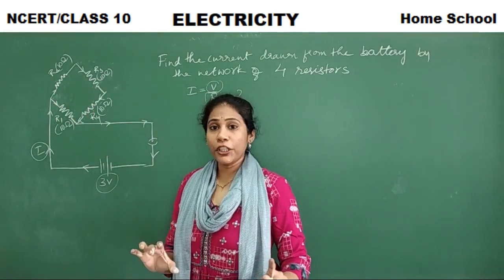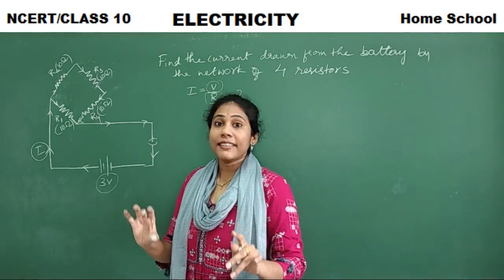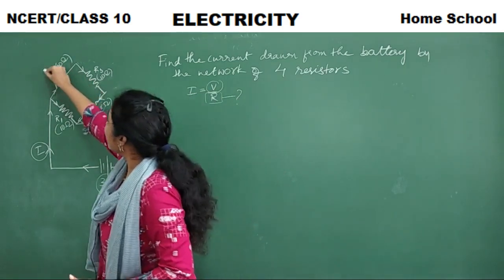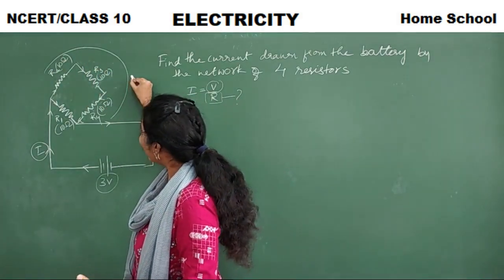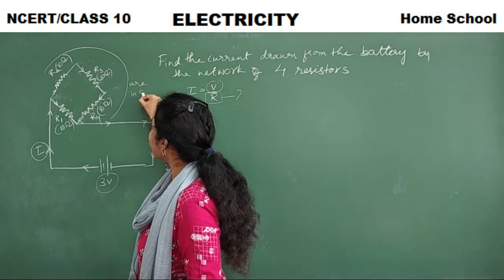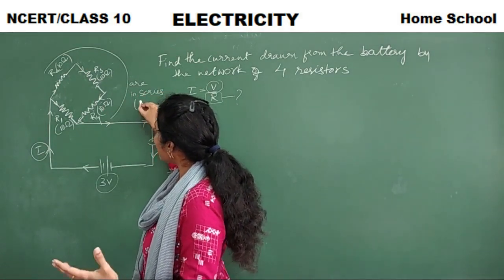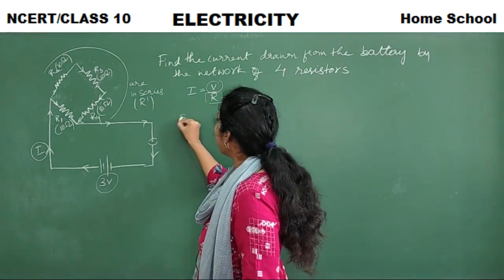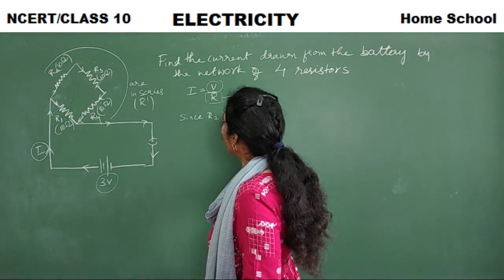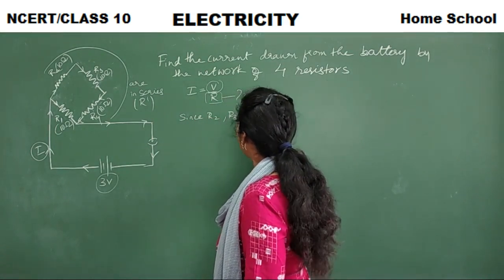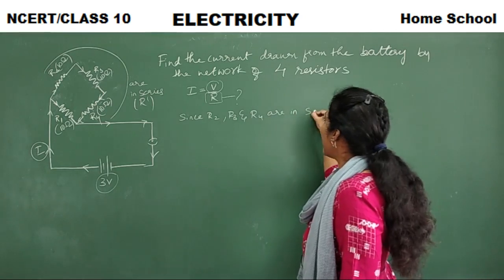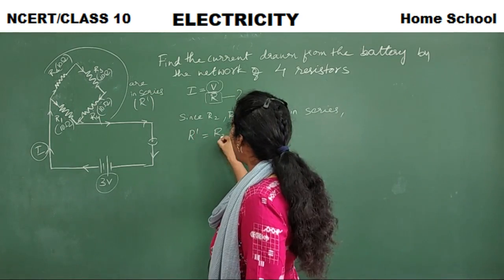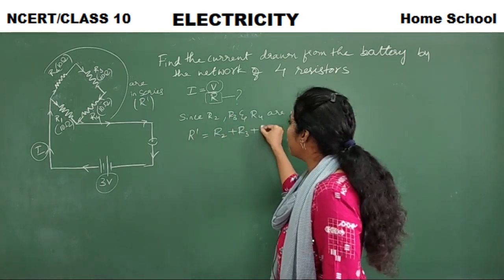Right? So first what do? You will do the resistance of series combination. Okay. So let me consider these 3 guys are connected. These 3 are in series. Okay, series. First you find that resistance, that is R dash you find. Okay, so what I will write here, since R2, R3 and R4 are in series, R dash is equal to R2 plus R3 plus R4.